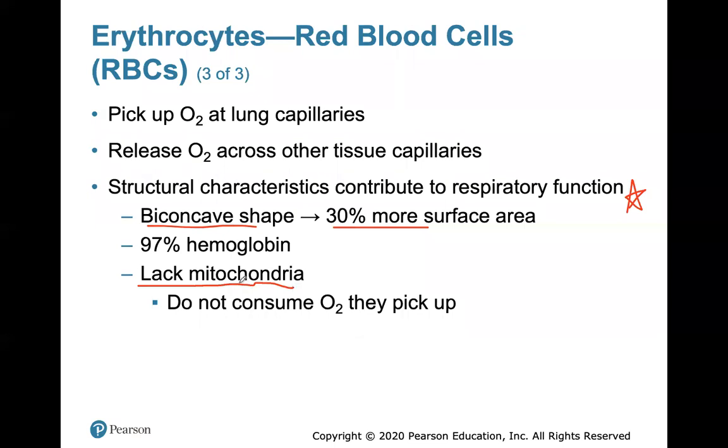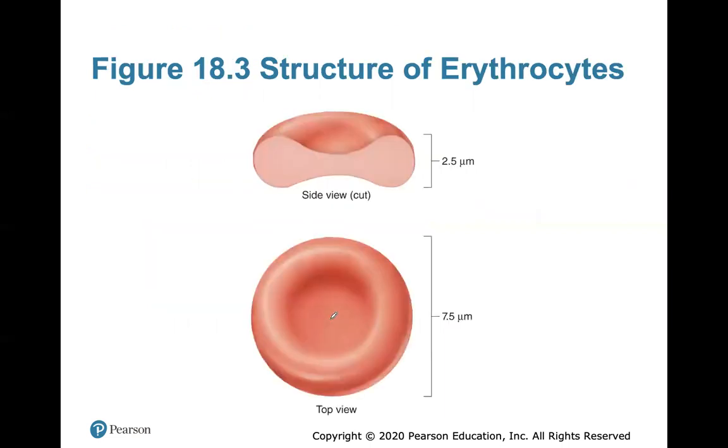But you don't want mitochondria in your red blood cells because then your red blood cells will consume all the oxygen that they pick up. So red blood cells do not have mitochondria so that they will not consume the oxygen they pick up. And here's the structure of an erythrocyte.